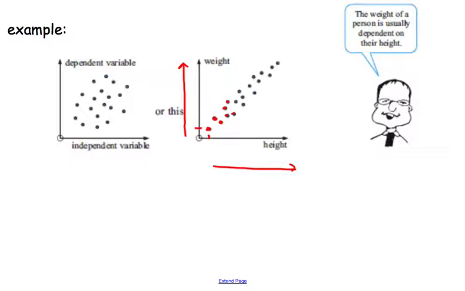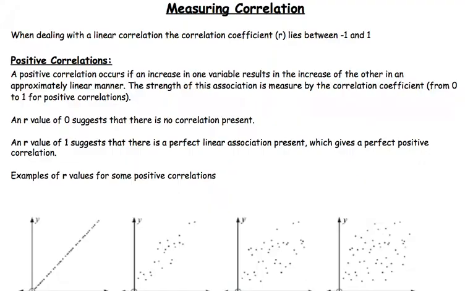So there is this thing called correlation. And there's a line of best fit that kind of goes in between them. The closer those dots are together, the stronger the correlation. All right, so let's go ahead and move on to measuring correlation.